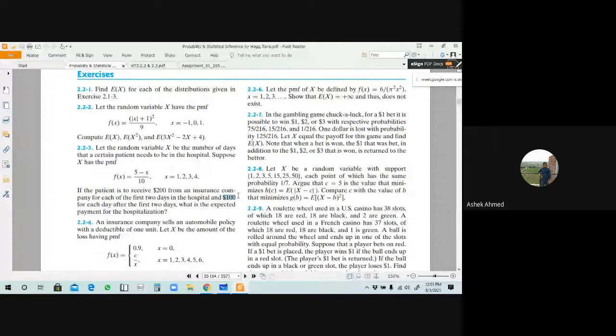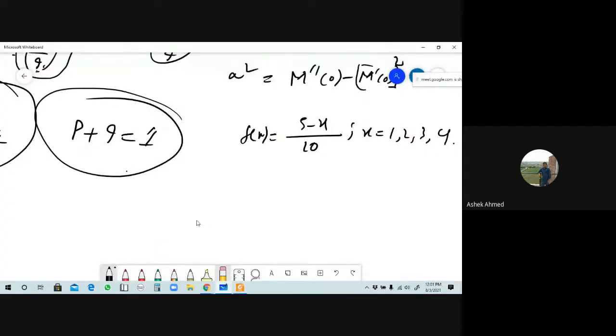So from here we have to find out what is the expected payment for the hospitalization. What is the expected payment for the hospitalization? Is it right? How can we find it out from here? Tell me the values of f of x.